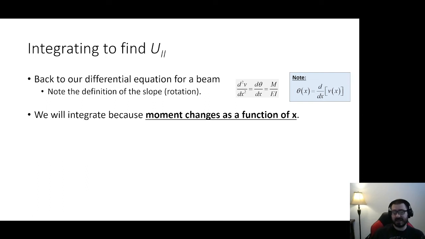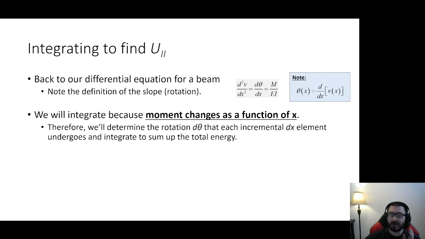There actually is a case where you can have regions of constant moment, but most of our moment diagrams go up and down, and they're curved, and they're linear, and all sorts of different things. So the moment changes, and if the moment changes, we're going to have to integrate to determine that stored strain energy. We're still only going to focus on U2, so it's going to make our life a little easier there. But what we're going to do is find the amount of rotation that each element goes through, and then just integrate, just like we did with trusses. We find the amount of deflection that each element goes through, and we integrate.